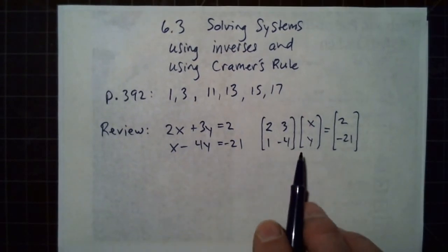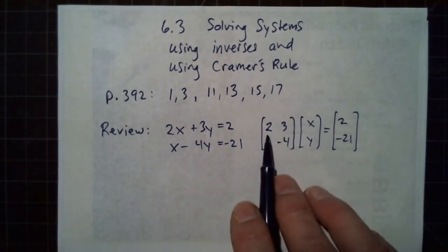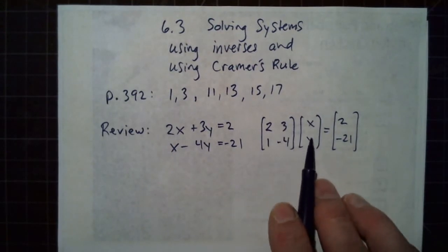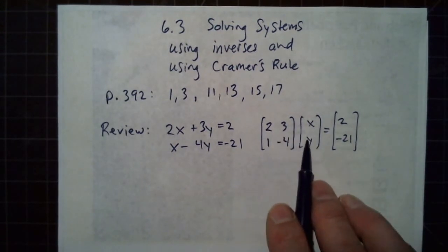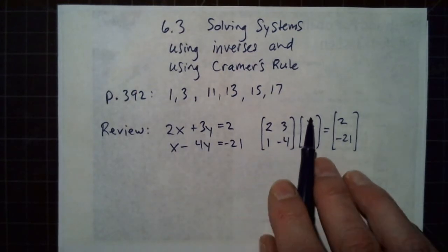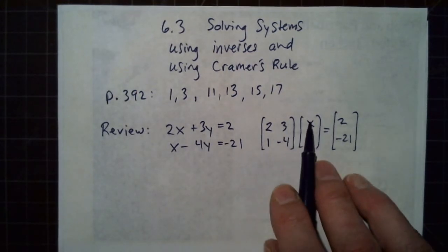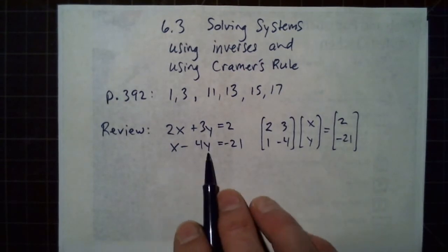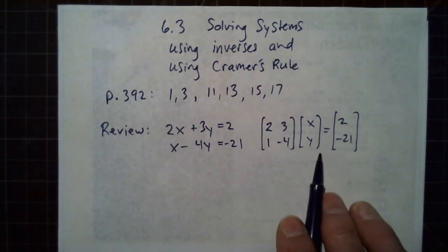And also look at this is the same as that, because if we go 2, 3 times x, y, that's 2x plus 3y. Here we have 1, negative 4 times x, y, that's 1x minus 4y. So this system is the same as this matrix equation.